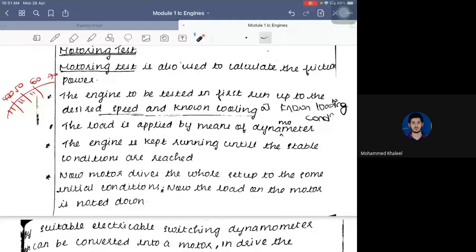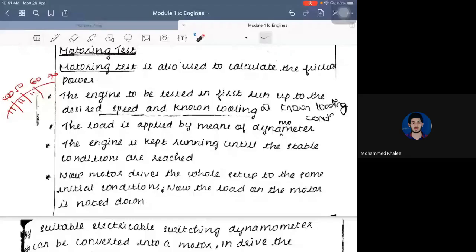Yes, sir. Understood. Good. So next one. Now the motor drives the whole setup. Once the stable condition is reached, now you will cut off everything. You'll cut off the fuel supply. You'll remove the load from the dynamometer. Rather, what will you do? Just read the sentence. You'll come to know. Yes, Anish Pinto.